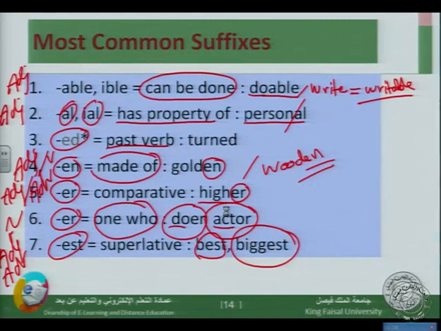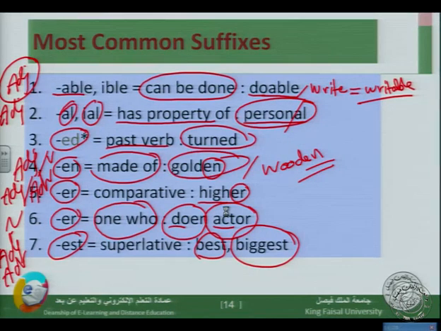So you need to understand the meaning of each suffix and the function of each suffix. When I say function, it means like this. When you say, for example, a word like writable, do you think writable is an adjective, noun, or verb? It is an adjective. If you see a word like personal, personal is an adjective. Turned is a past form. Golden is an adjective. Higher is an adjective. Actor is a noun. Biggest is an adjective.